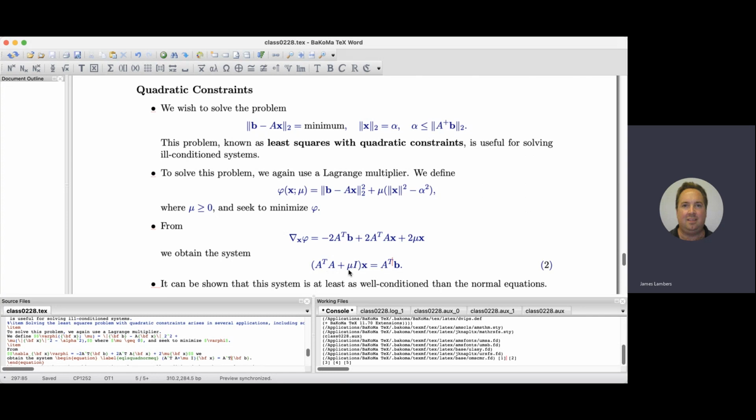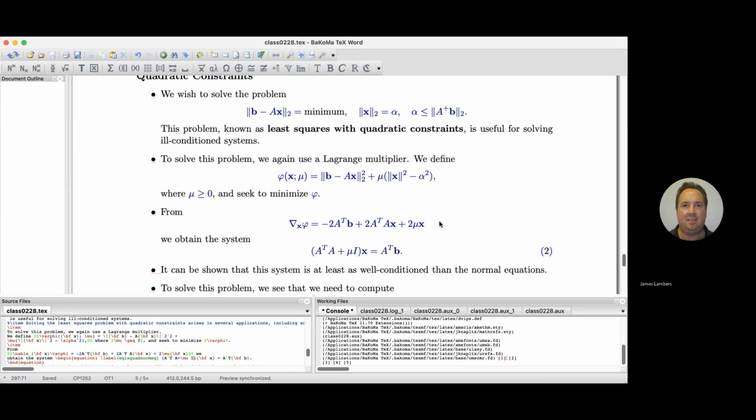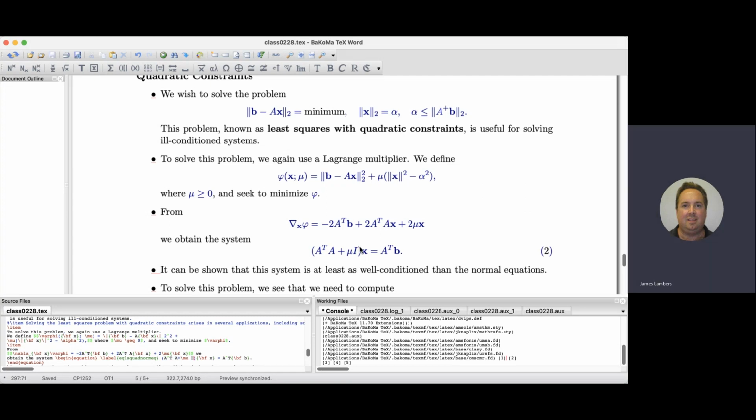One of the homework problems is to show that this matrix here is at least as well conditioned as A transpose A. So in other words, the condition number of this is less than or equal to that of A transpose A. The problem is we don't know mu.